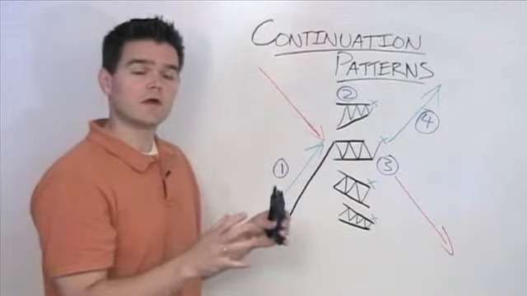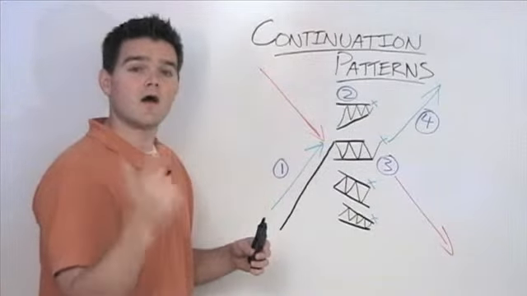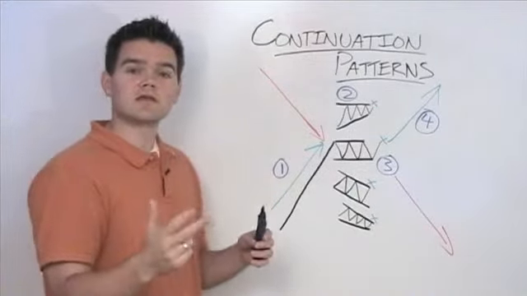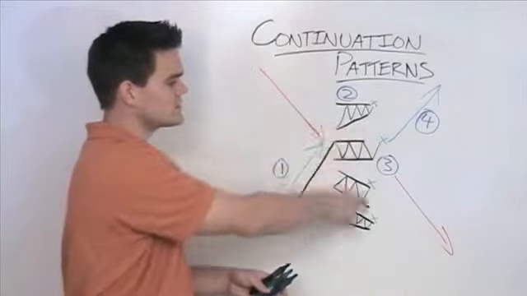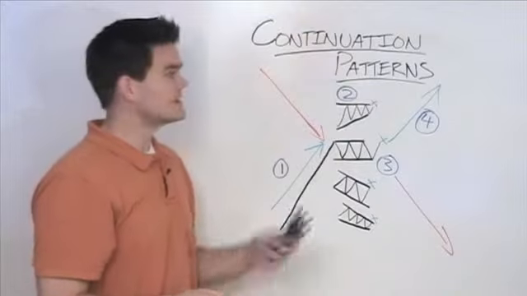So that's what you're looking for in a continuation pattern: either one of these flags, a wedge, or a triangle to tell you that the previous trend before the consolidation period is most likely going to continue. So that's continuation patterns in a nutshell.